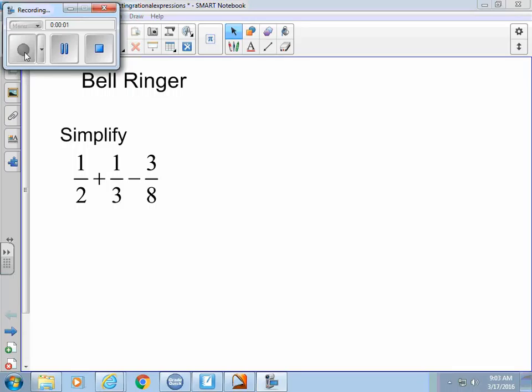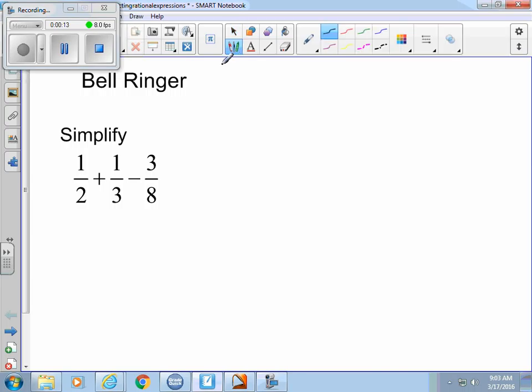Imagine today we're going to do what we did yesterday, except instead of multiplying and dividing, we're going to add and subtract. How do you add and subtract fractions? Common denominator. Now, of course, you could probably do this in your head, but I'm going to remind you of the thought process we're going to go through.